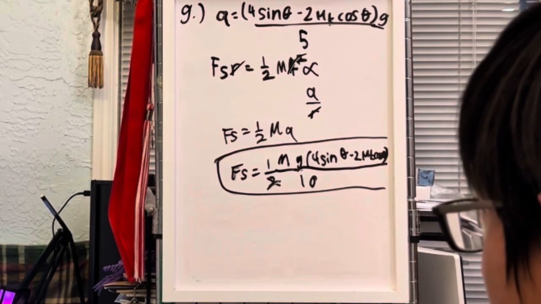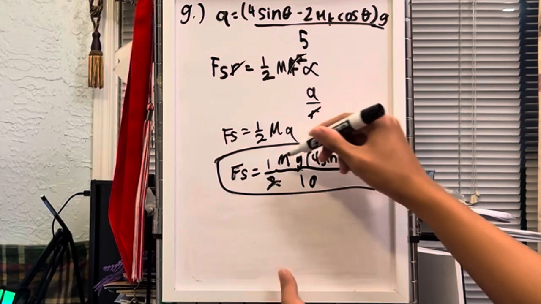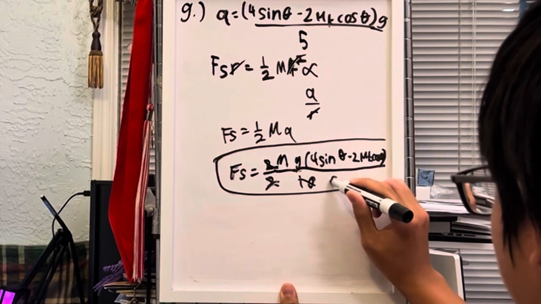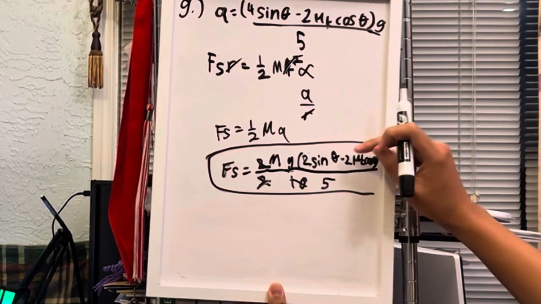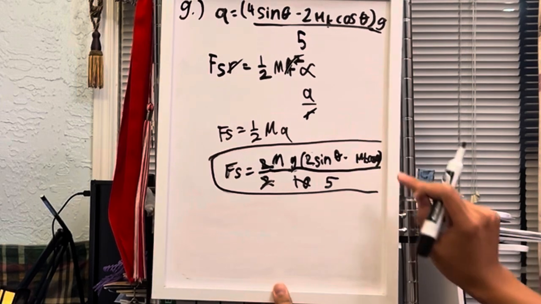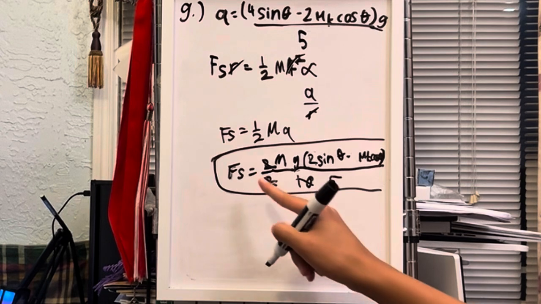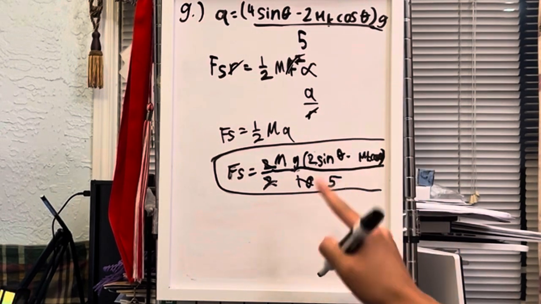The final expression, they want the 5 at the bottom, right? So to do that, you just factor 2 out of this. So you get a 2 up here. And this simplifies with that to make it a 5 here. And I factored a 2 out of this, so this becomes 2 instead of 4. And this just becomes minus mu k cos theta. So f_s is equal to mg (2 sine theta minus mu k cos theta) over 5.